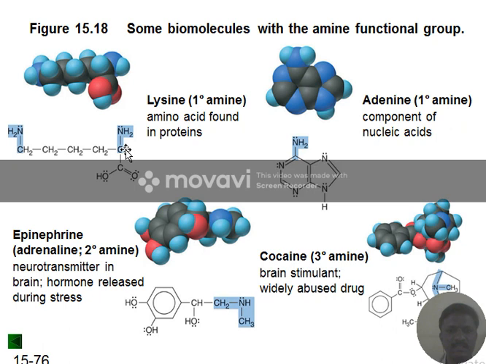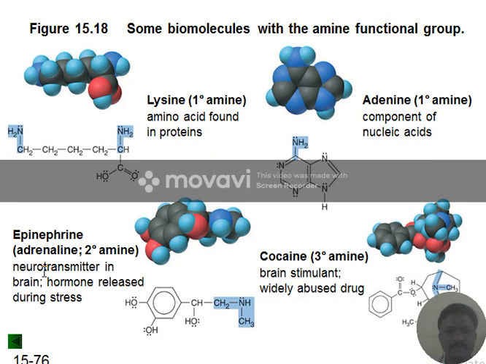Another example of a primary amine is adenine, a component of nucleic acids. Here NH2 means only one R is directly attached to this particular nitrogen. Then what about epinephrine, also called adrenaline? Adrenaline comes under the secondary or second degree amines.